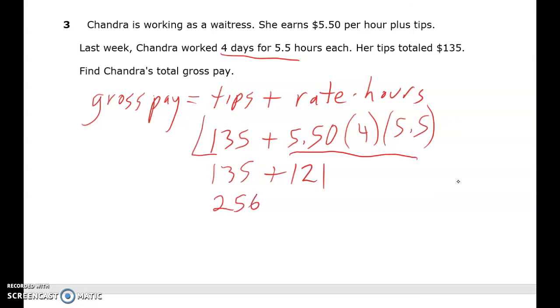If you're on Desmos or you're on a calculator that does PEMDAS automatically, you could just type that in. But be careful if you're using your phone, because if it does the 135 plus the 5.50 first, you're going to get a wrong answer.